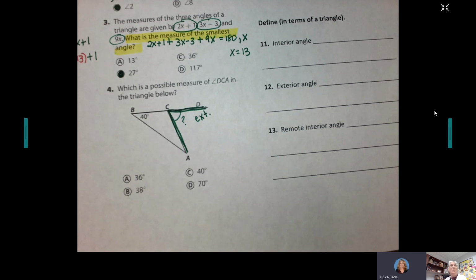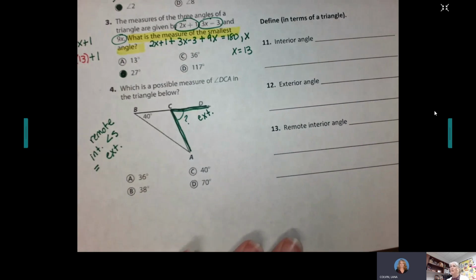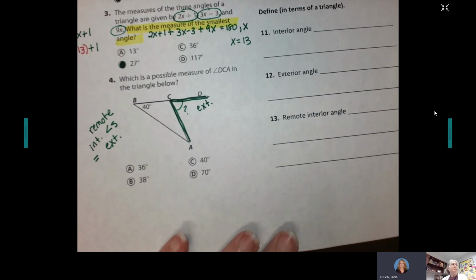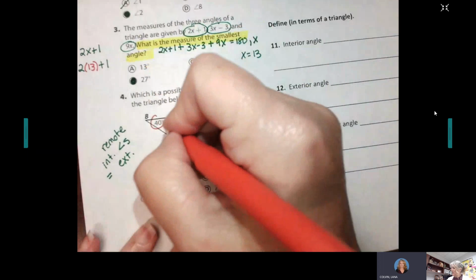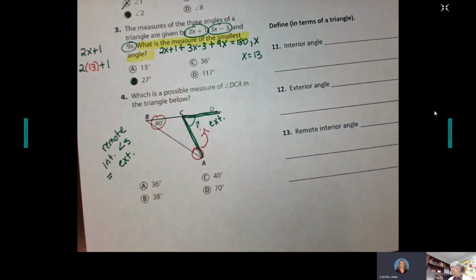We did some subtraction yesterday. It depended on the situation. But here's what I know. The two remote, if I'm writing, you're writing. The two remote interior angles should equal the exterior angle. Leanna, you writing this down? Okay, you should be. The two remote interior angles: this angle plus whatever this angle is has to equal this one.